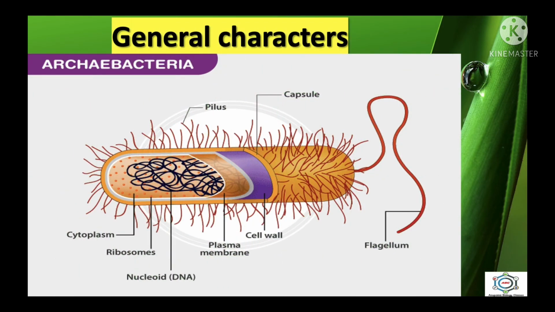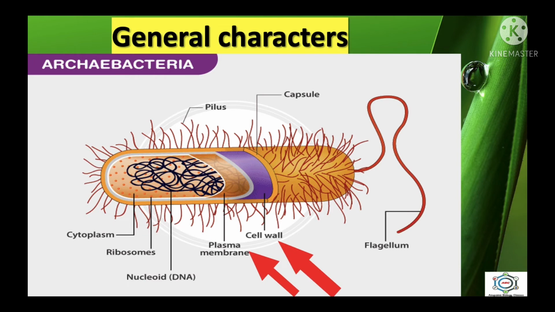Archaebacteria are characterized by the absence of peptidoglycan in their cell walls. In most of them, the wall is composed of non-cellulosic polysaccharide. In others, it is made up of proteins. However, in some others, there is no cell wall.